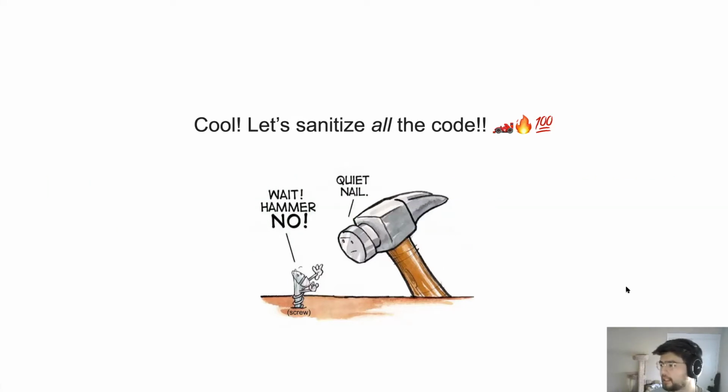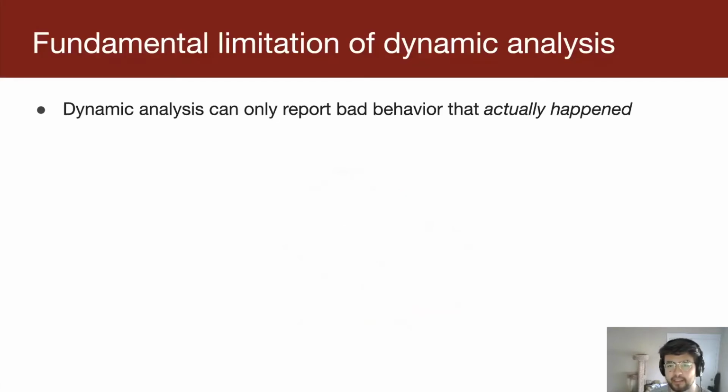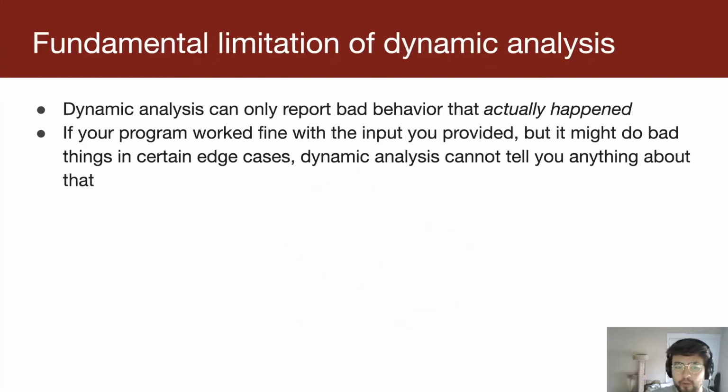Yes, exactly. And it turns out that this is a fundamental limitation of the strategy of dynamic analysis, which is run the program and watch what it does and look for when it does bad things. You can only see it do bad things when it actually does bad things, right? If a program runs fine with the input you provided, but maybe there's some malformed input, some weird edge cases where if you put just the right input, then it does something bad. Dynamic analysis can't tell you anything about that.